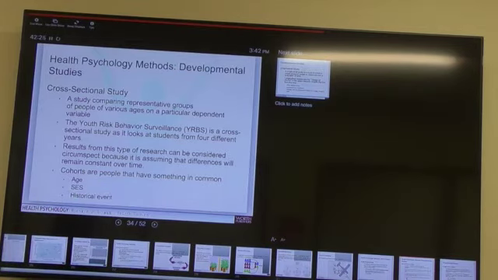So what I did was compare the resilience level, the educational level, and whatnot of different age groups. So it was a cross-sectional study. The Youth Risk Behavior Surveillance is a cross-sectional study. Remember, that's the one where the ninth graders are having more sex than the seniors. It's a cross-sectional study as it looks at students from four different years. Results from this type of research can be considered circumspect because it assumes that differences will remain constant over time. If you think of your high school class, the seniors acted one way, the juniors acted another way, the sophomores acted another way, and the freshmen acted another way. So can you really compare them as if they were all the same? And the answer is, well, not really.